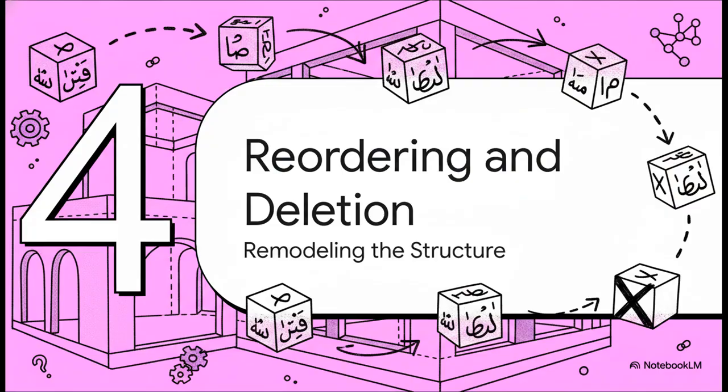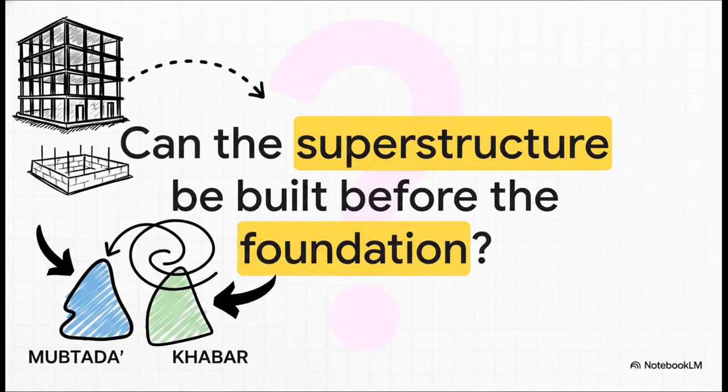Section 4. Reordering and deletion. Remodeling the structure. This is where we start getting into architectural remodeling. Sometimes for rhetorical power or just sheer grammatical necessity, we shift, delay, or even completely hide parts of our structure. Which leads us to a pretty fascinating question. Can the superstructure actually be built before the foundation is even laid? What happens when we intentionally break the default order and force the khabar to appear before the mubtada?